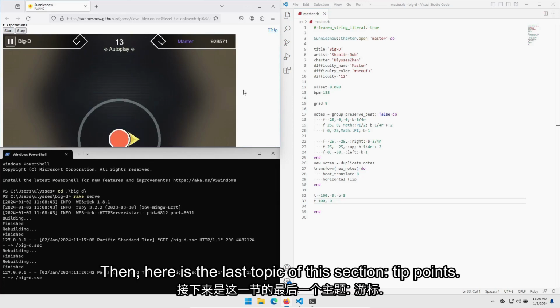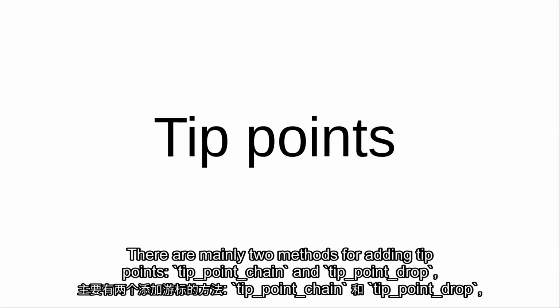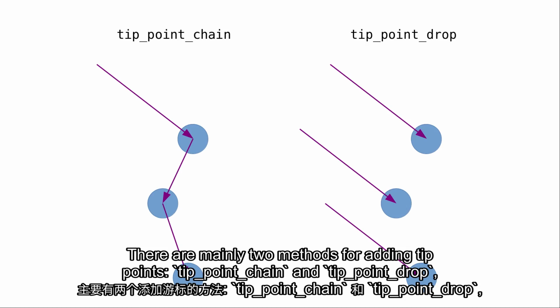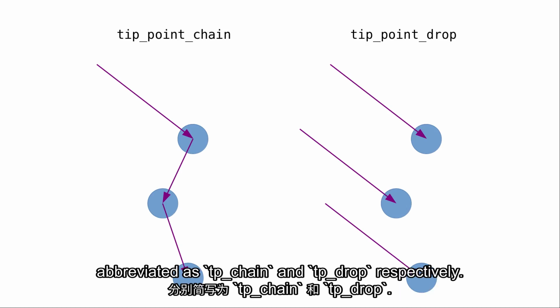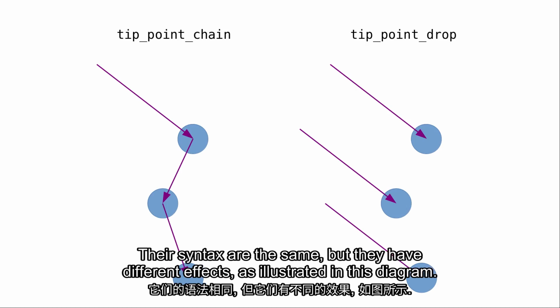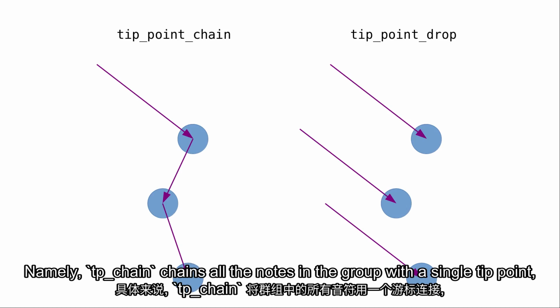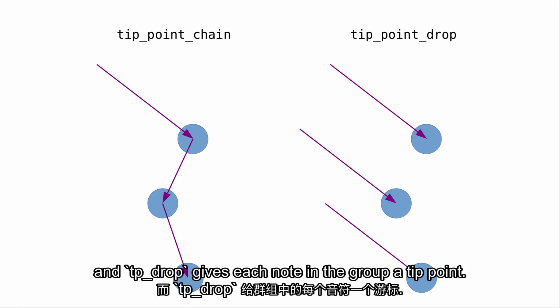Then here's the last topic of this section, tip points. There are mainly two methods for adding tip points, tip point chain and tip point drop, abbreviated as TP chain and TP drop respectively. Their syntax are the same, but they have different effects as illustrated in this diagram. Namely, TP chain chains all the nodes in the group with a single tip point, and TP drop gives each node in the group a tip point.